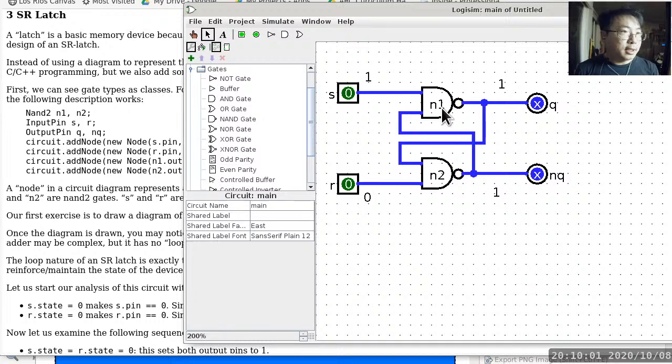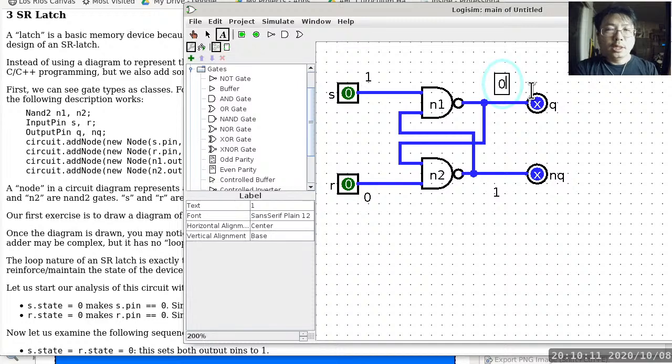Tom is typing something. It's going to be a 0. Yes, very good. So that means this is going to be a 0. We'll go ahead and change this to a 0 now. There we go. And of course, the next question is, but isn't this 0 going to affect the output of N2? Well, no. The answer is no, because R is still a 0 at this point.